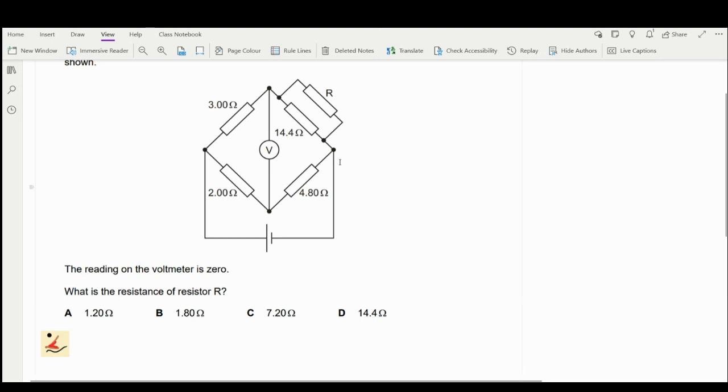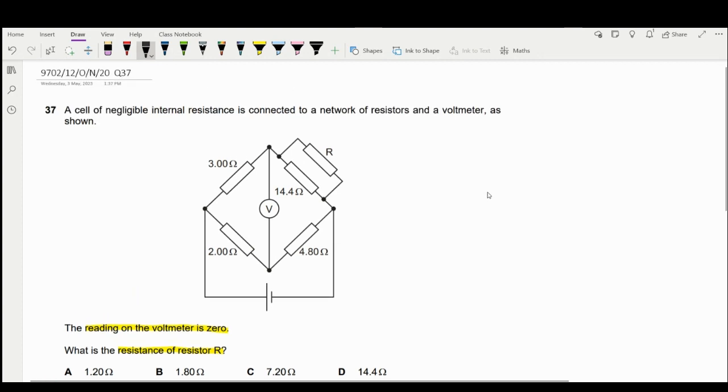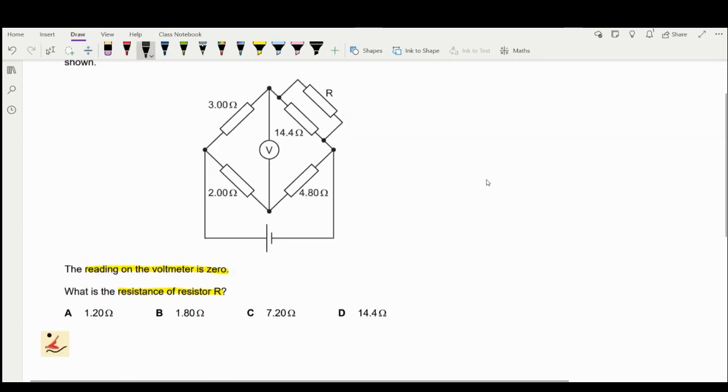One important piece of information from this question is that the reading on the voltmeter is 0. So what is the resistance of the resistor R? Let's look at how to solve these questions. I would suggest that you redraw the circuit, transforming it into some parallel circuits, and it will be easier for you to solve it.